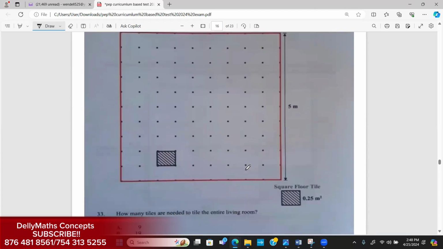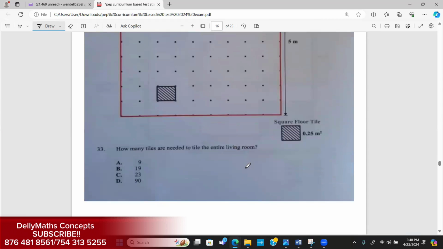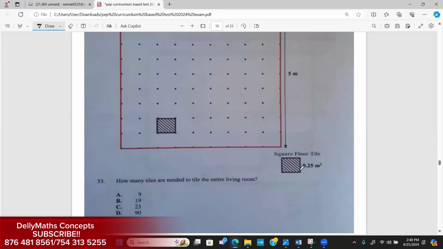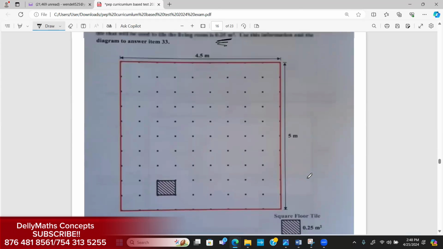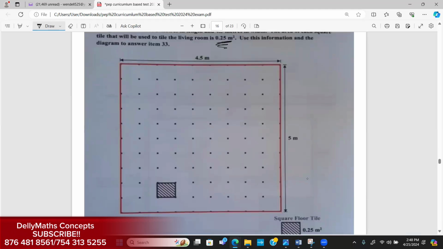So it says how many tiles? This is a tile, so that's a square tile. There are multiple ways to do this. We can brush this off quickly. I'm going to brush it off two ways.